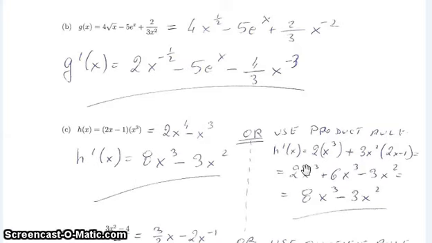Or if you use the product rule, that would be the derivative of 2x minus 1 is 2. You multiply it by x cubed, plus the derivative of x cubed is 3x squared, and you multiply it by the first function, which is 2x minus 1, and then you distribute 3x squared over these two terms. You simplify and you get the same thing.